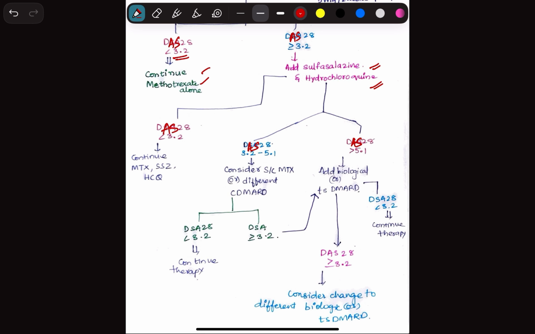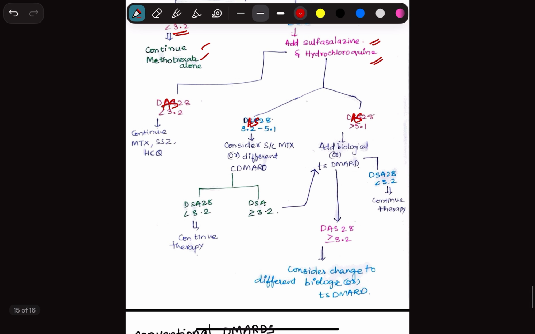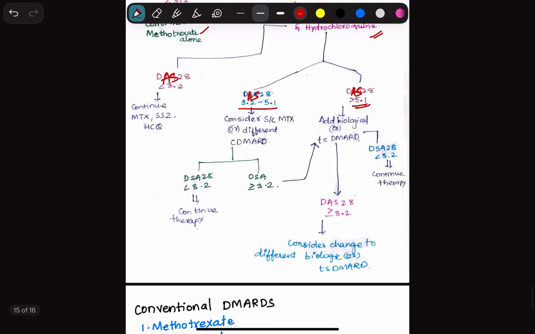But if the disease activity score is not less than 3.2 and is more than 3.2, we categorize the patient according to their disease activity score. If the disease activity score is between 3.2 to 5.1, that comes under one category. If the disease activity score is greater than 5.1, they come in another category. Now let us check the category of 3.2 to 5.1.